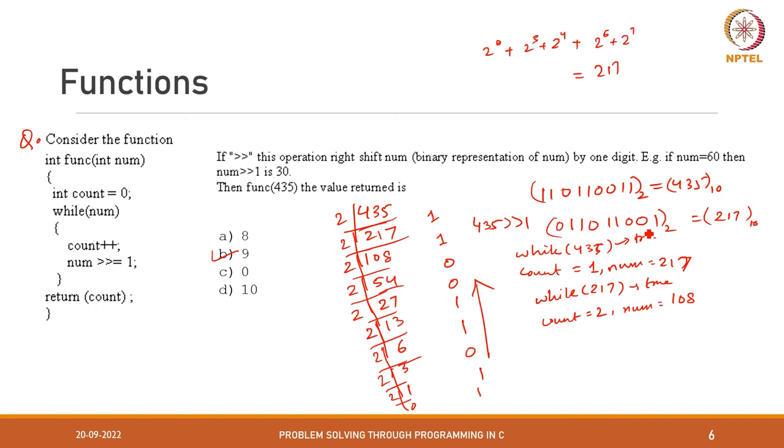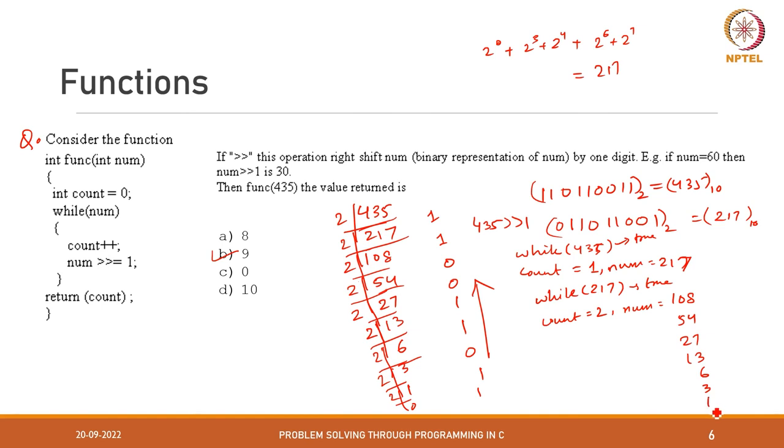Okay. And in a different way also you can understand, because it is shifting right by 1 digit, that basically means we are dividing it, reducing the entire thing by 2. So this 435 becomes 217, 217 becomes 108, then 108 will become 54, and so on, like you can see it from here. Okay, so that will become 27, this will become 13, 6, 3, 1, 0, right?